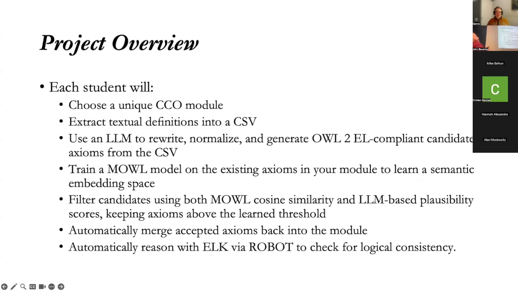That's it. After you've done something of those sorts, train a MOWL model on the existing axioms in your module to learn a semantic embedding space. Why this step after the spelunking? Because CCO doesn't have that many axioms.